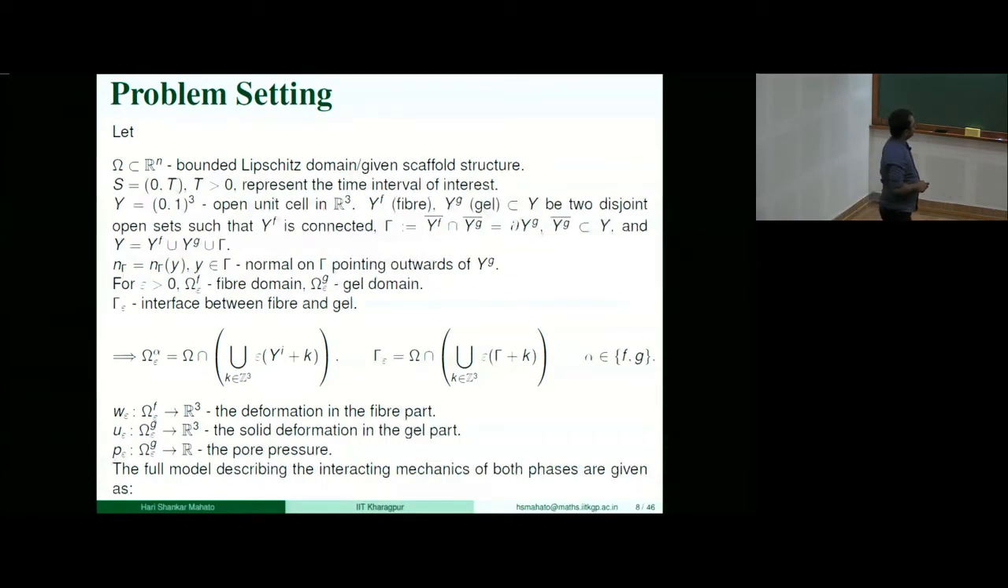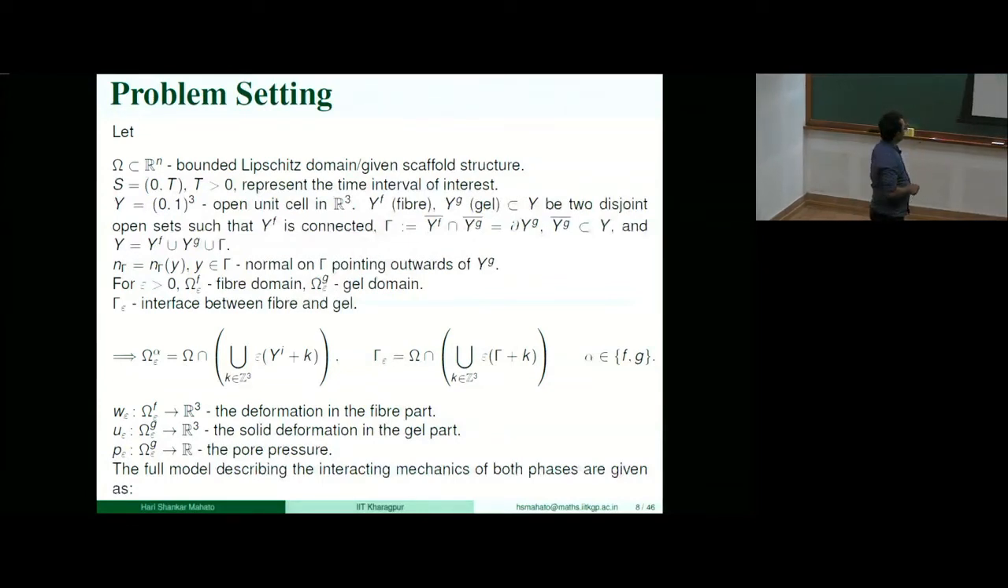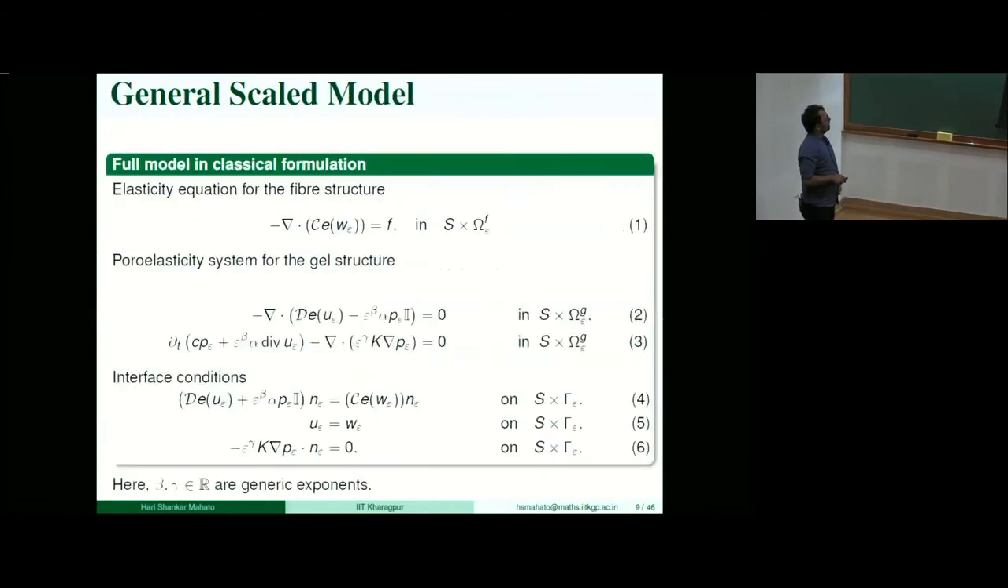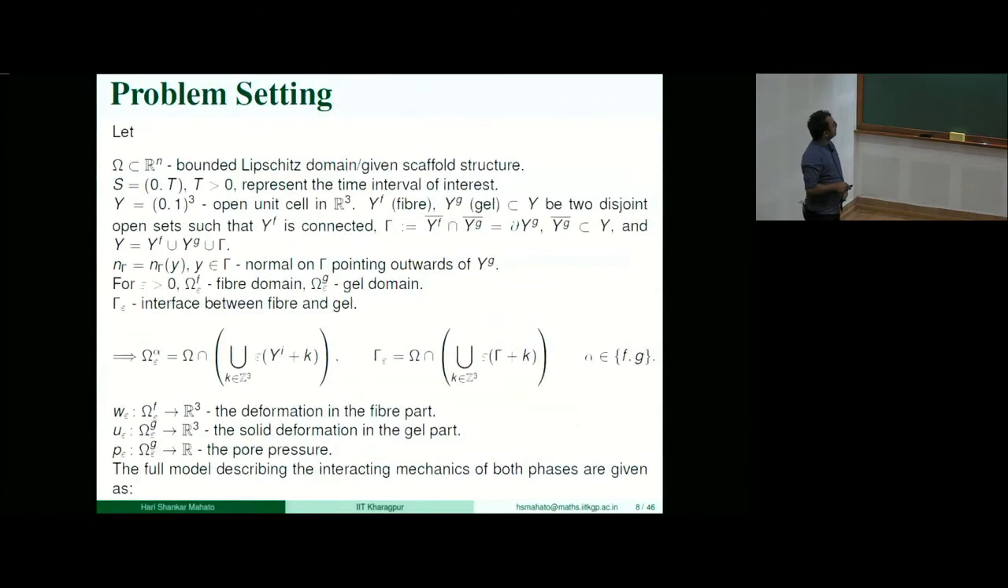So if we say that W epsilon is the deformation for the fiber, and U epsilon is the deformation for the gel part, then our entire general model... Oh, sorry, this I is alpha basically. I messed it up. I was changing the notation, so I forgot to change this I. So it should be alpha. So, the union of all the fiber parts, and then the union of all the gel parts. Yes, thank you.